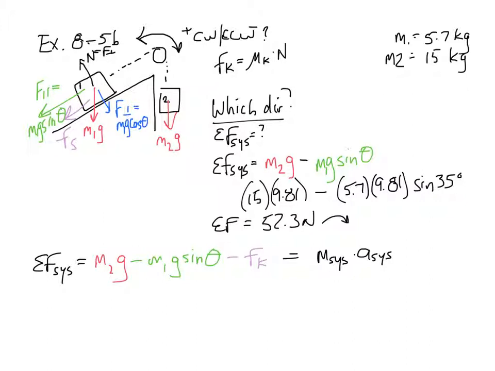So let's find out what the net force is here. Then all we have to do is divide it by the mass of the whole system, that is both masses, and we should have our acceleration of the system. We already know it's going to move clockwise. We just don't know how fast. So to find our acceleration of the system, and this is going to be your working equation right here, it's going to be M2G minus M1G sine theta, minus the friction force Fk.